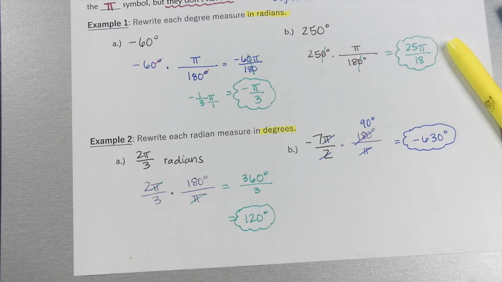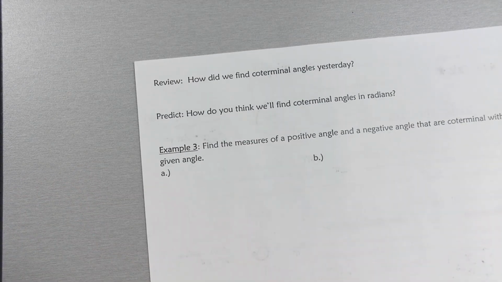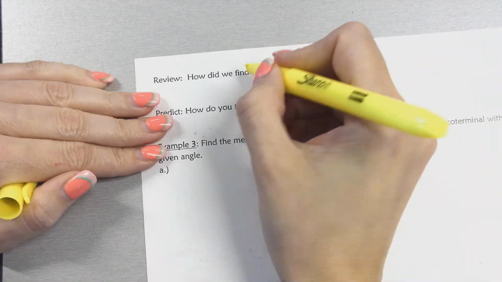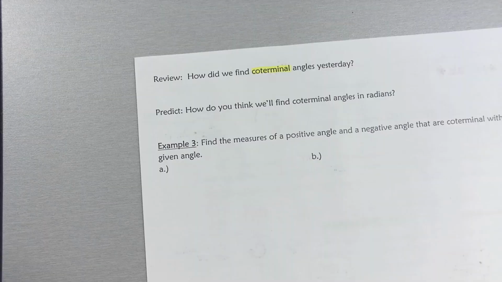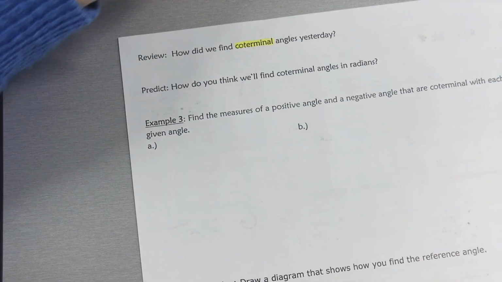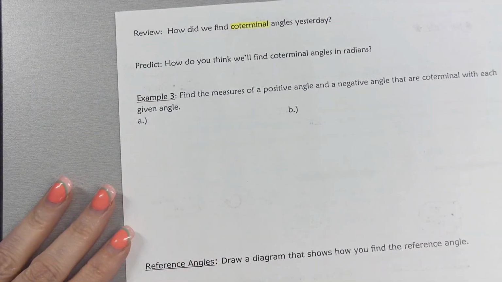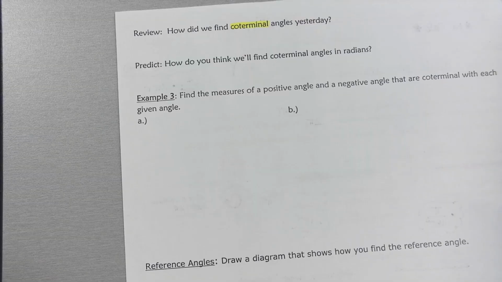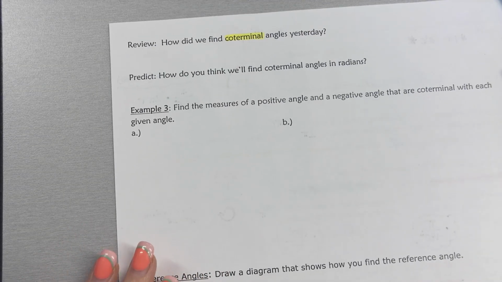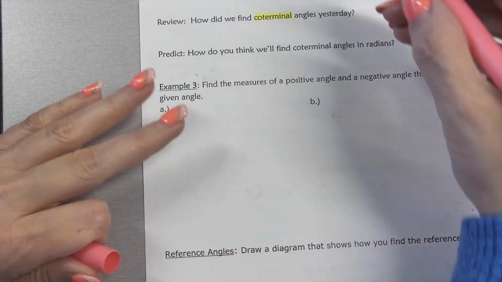Alright, any questions on that first part? Okay, now we're going to get into more of the radians. So let's remember yesterday how we found the coterminal angles. Remember coterminal angles end in the same position? How would we find that? Yep, you added 360 or you subtracted 360.